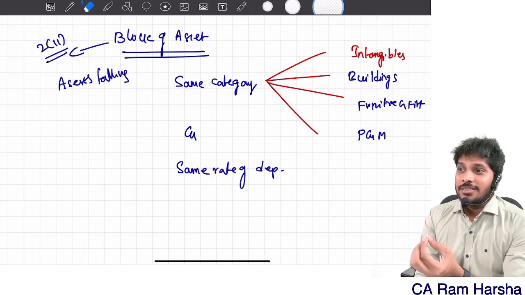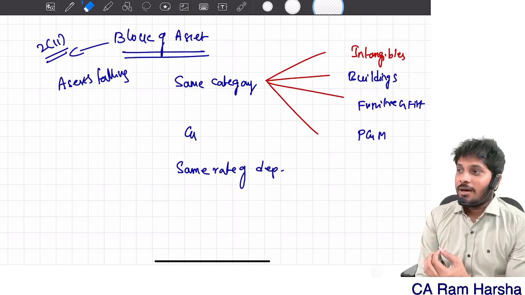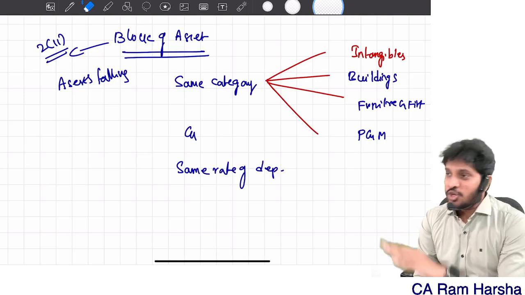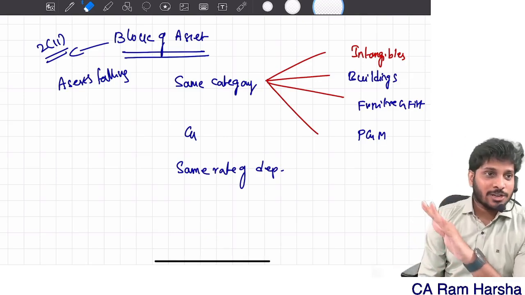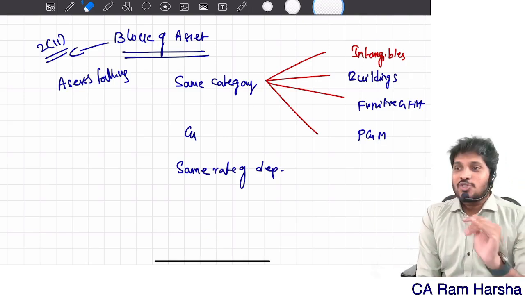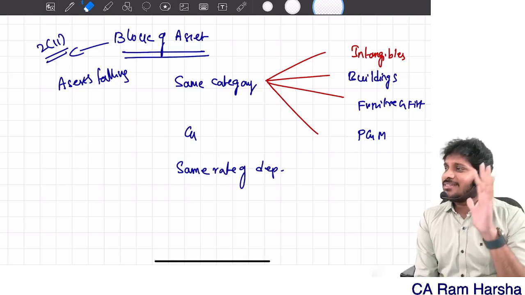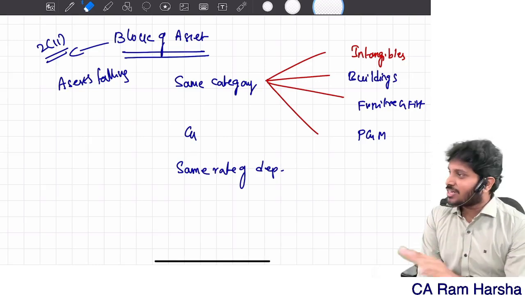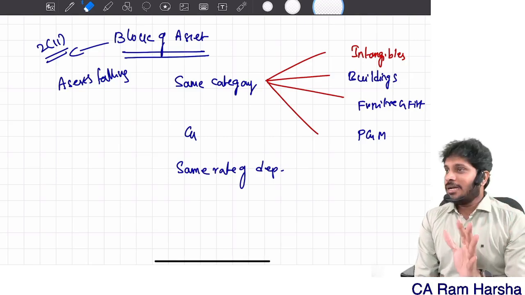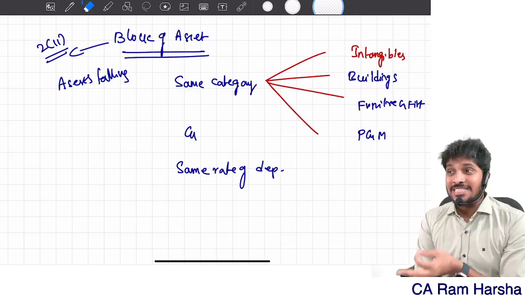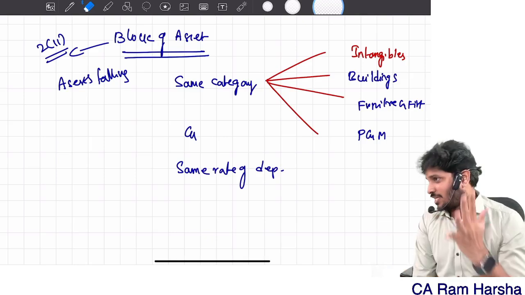Aircraft. Suppose a company bought a chartered plane. Plant and machinery. That's it. You are done. Category means you understood it thoroughly. So aircraft, anything that is not a building, not furniture, not a building or intangible, we straight away classify as plant and machinery. That's it.